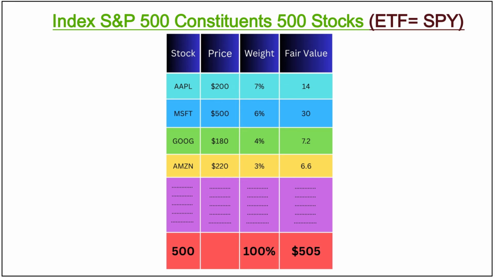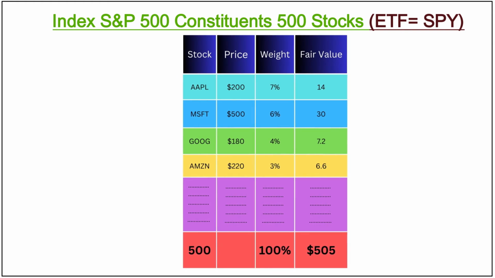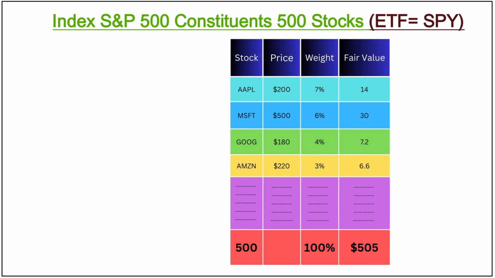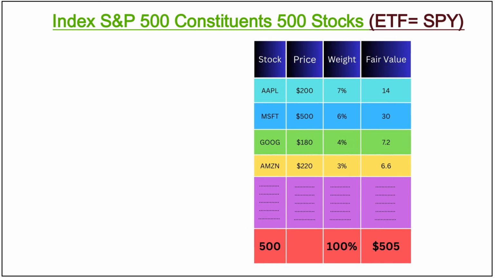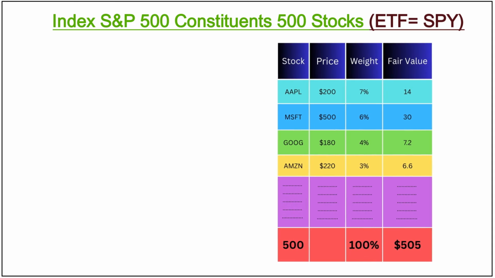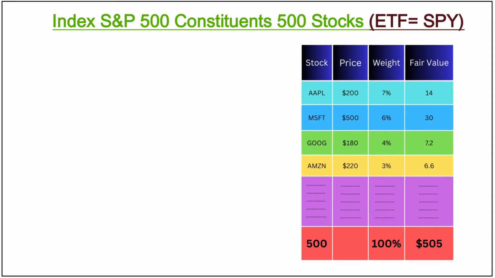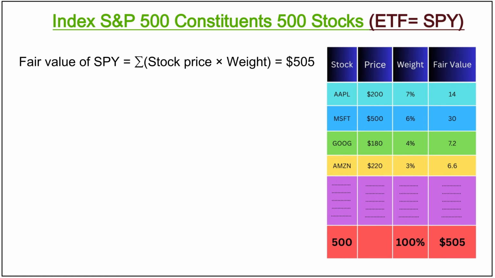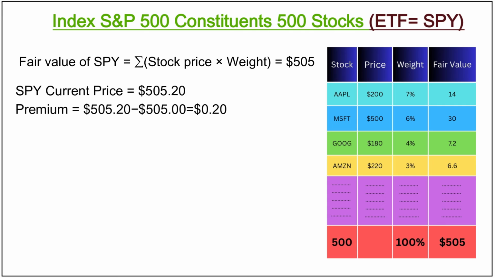Then you need to calculate the fair value for each stock. Let's say for Apple, 200 times 7%, which is 14, Microsoft is 30, Google is 7.2, Amazon is 6.2, and for all other stocks as well. So you need to calculate all these for all the 500 stocks, and if you add up all the weights, it will come to 100%. So let's say you did all this math for all the 500 stocks and you got the fair value of all the 500 stocks as 505, and let's say the SPY is currently trading at 505.20, then there is an arbitrage opportunity of 0.20.